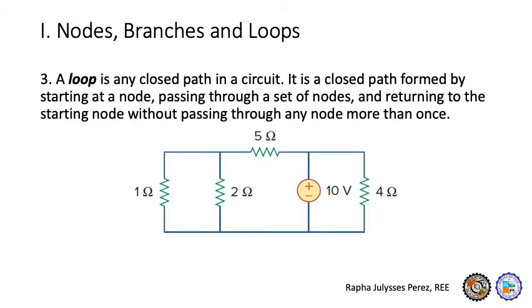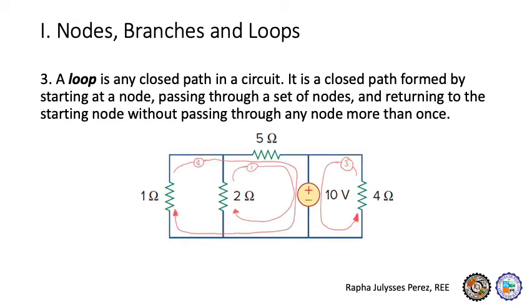And the third part would be the loop. A loop is any closed path in a circuit. It is a closed path formed by starting at a node, passing through a set of nodes, and returning to the starting node without passing through any node more than once. That's a little bit complicated definition, but looking at this example once again, we have five branches and three nodes. And the number of loops in this same example would be 3. So we have one, two, and three loops.